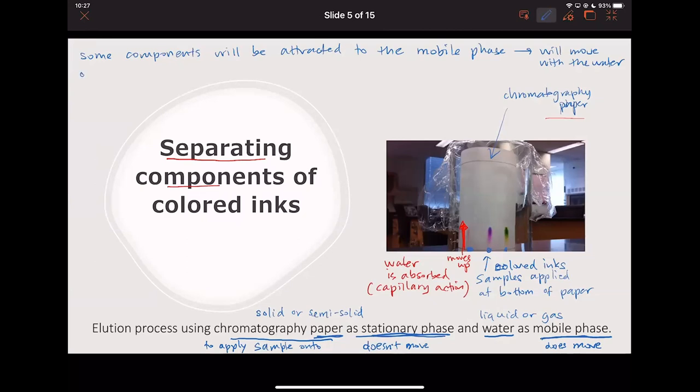Other components, all the rest of them, are going to be more attracted to the stationary phase. And what does that mean when they're more attracted to the stationary phase? They're not going to move. They're going to stay and they're not going to move. You will also have all the possibilities that are in between.